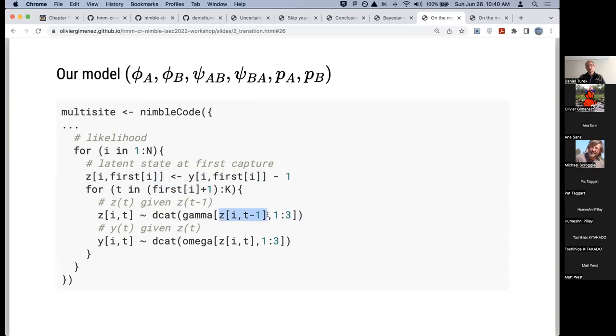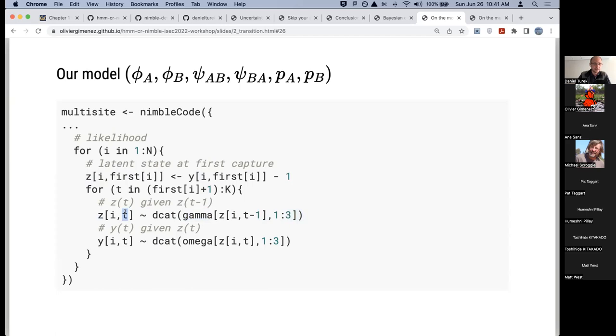It takes a second of thinking to get your head around, but the previous z value gives some row, the first, second, or third row of this transition matrix. All the elements in that row give the probabilities of the categorical distribution. And this is saying the distribution for the next time period is a categorical draw given those probabilities. So this defines the state transitions from z_t minus one to z_t.